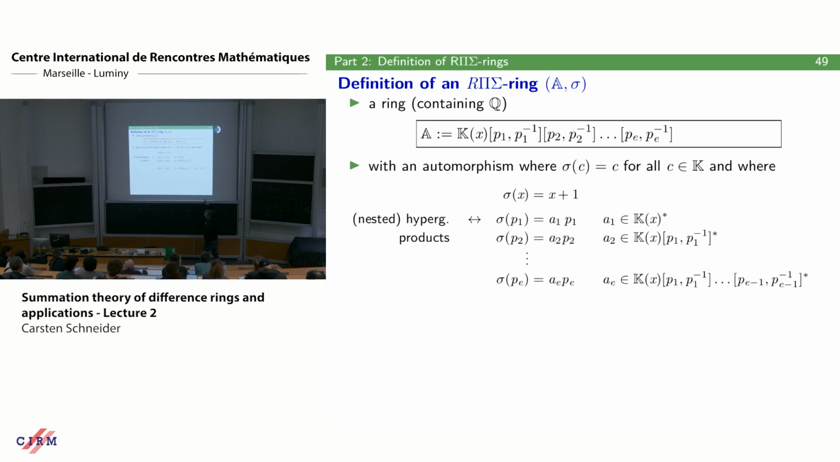And I can do this iteratively. So you see, I have here nested products. A product of a product of a product, or I just stay in k x, then I have just hypergeometric products. It depends how you want to set it up. Okay, that's products.